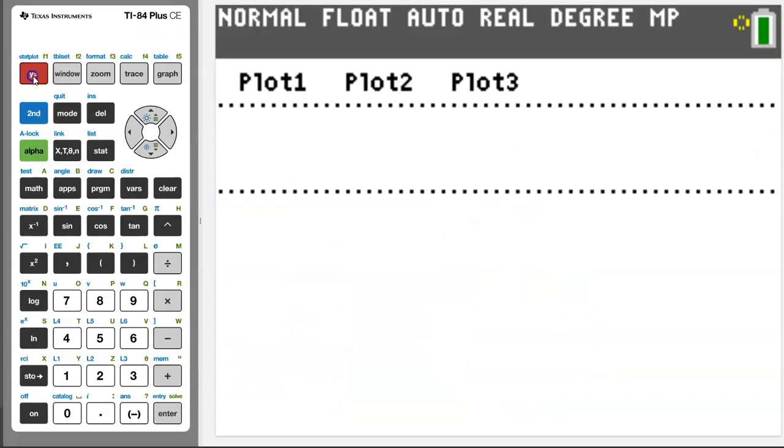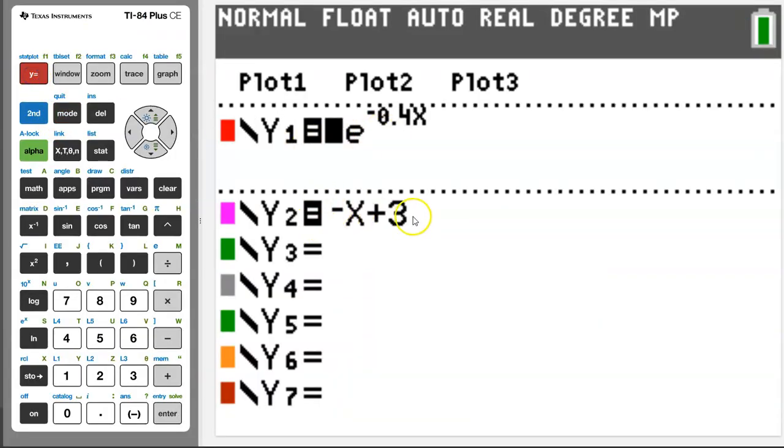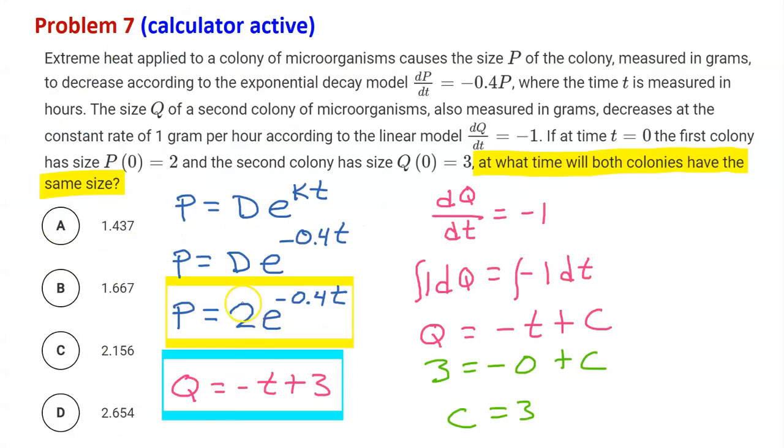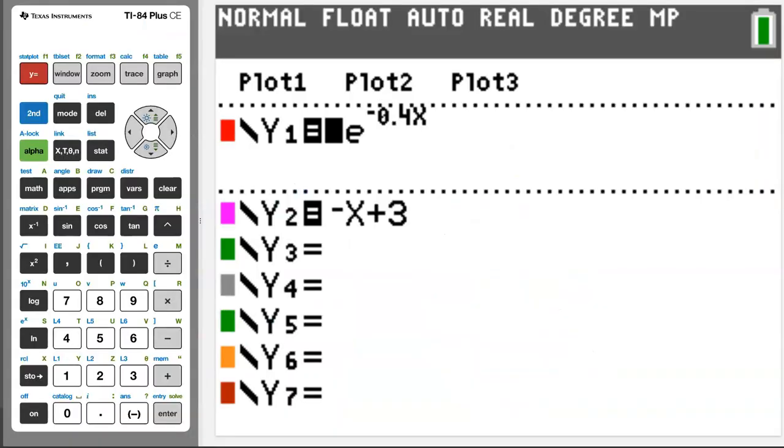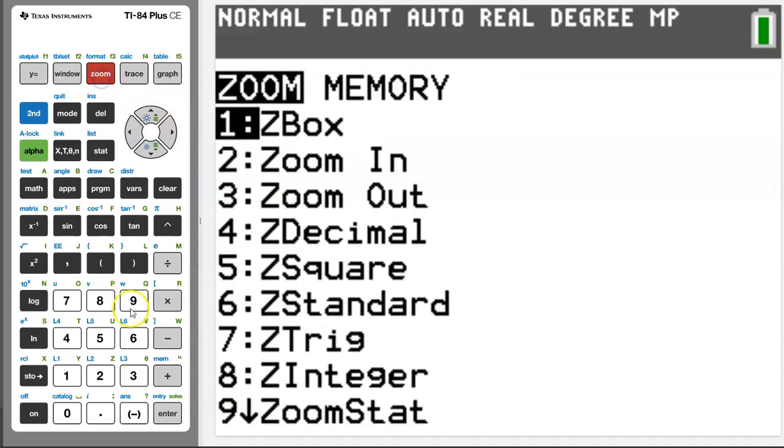Hit your Y equals button and type in both equations. You'll have to use an x instead of a t. Do we need to adjust the window like we did on the other problem? These numbers seem pretty small. I see a 2 and a 3, and looking at the answer choices, they're all less than 10. So I think a standard 10 by 10 window will be sufficient. So let's hit zoom 6.